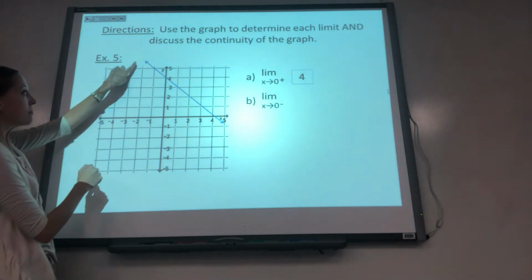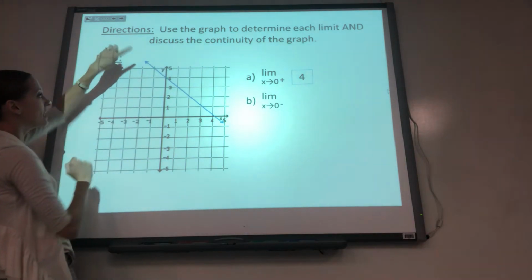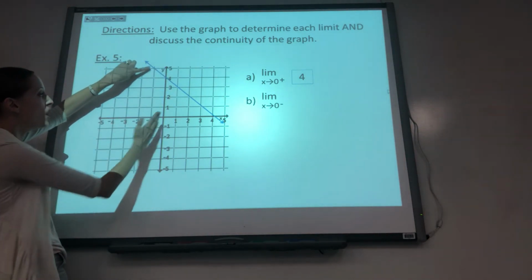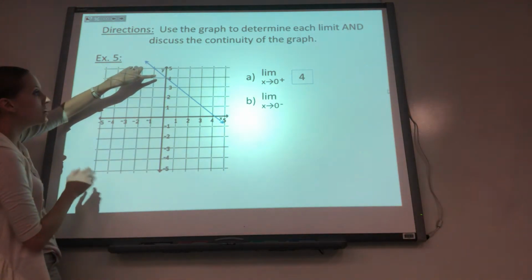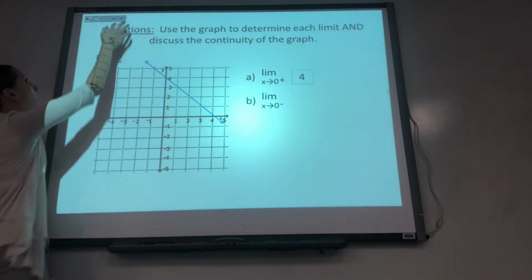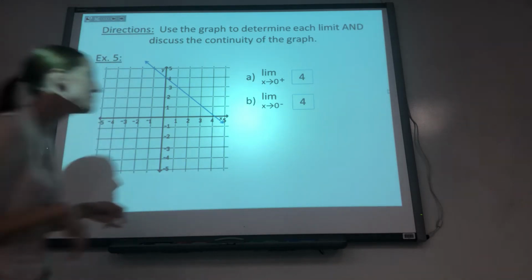Now, coming in from the left toward where x is 0, I'm getting closer and closer to that. What y value am I getting closer and closer to? 4. So let's go ahead and say part B would also be 4.